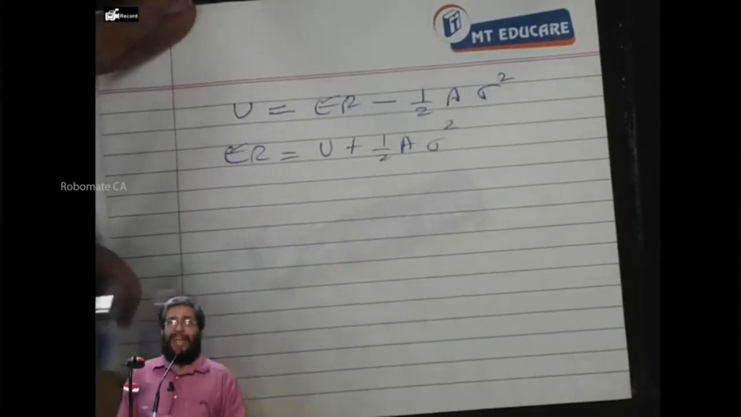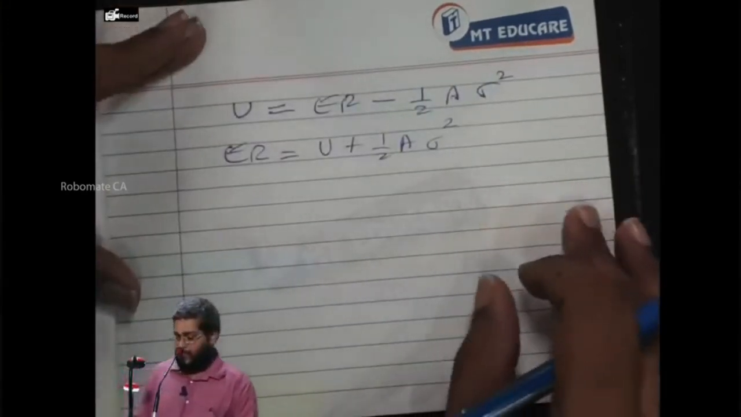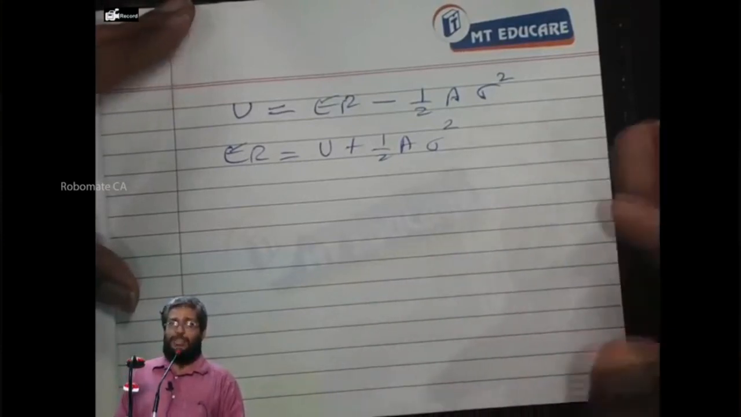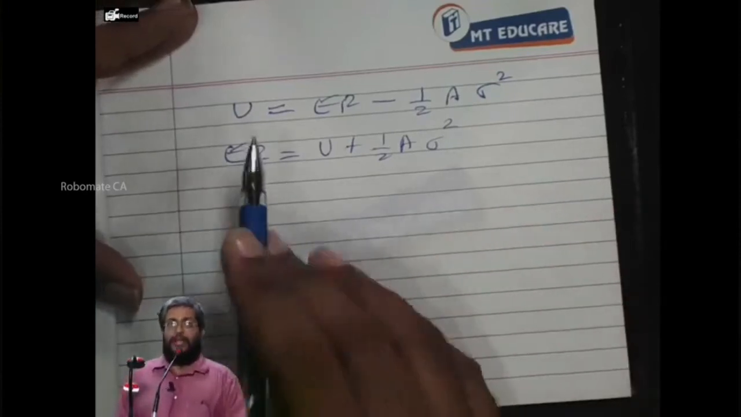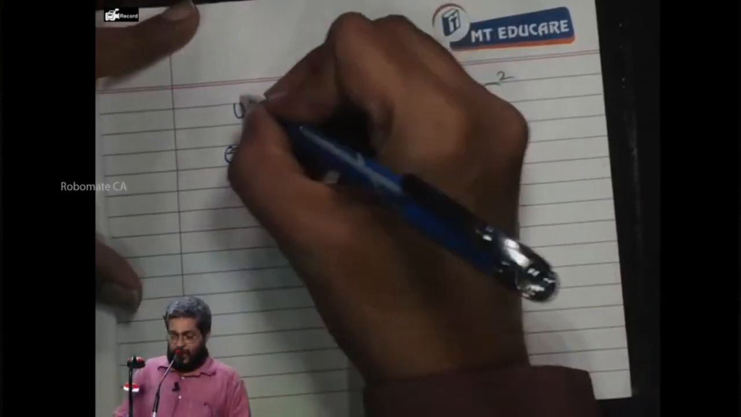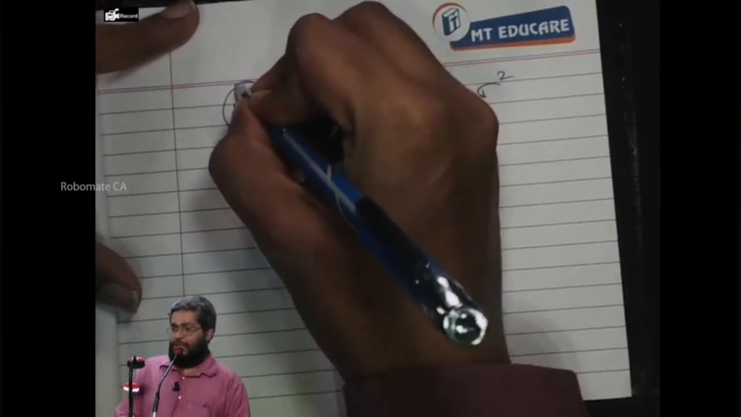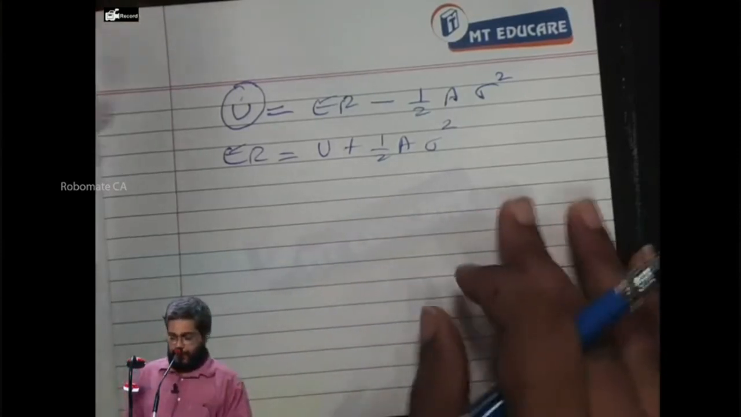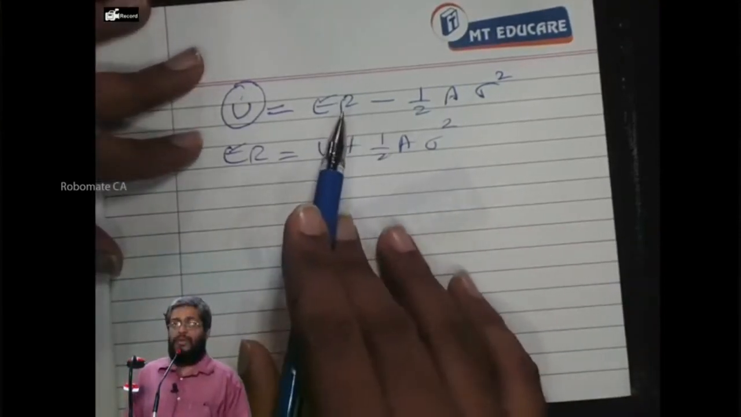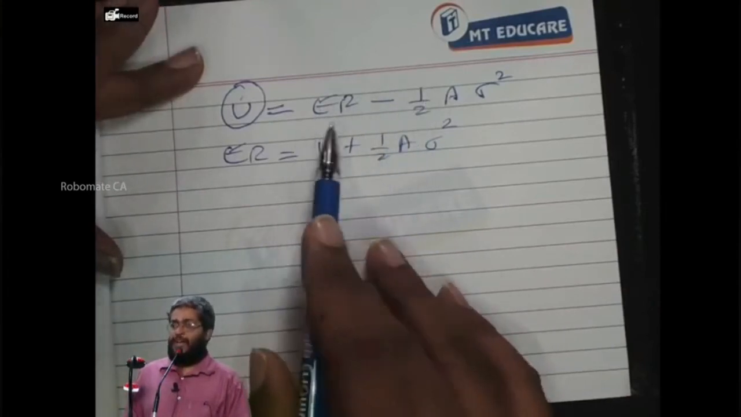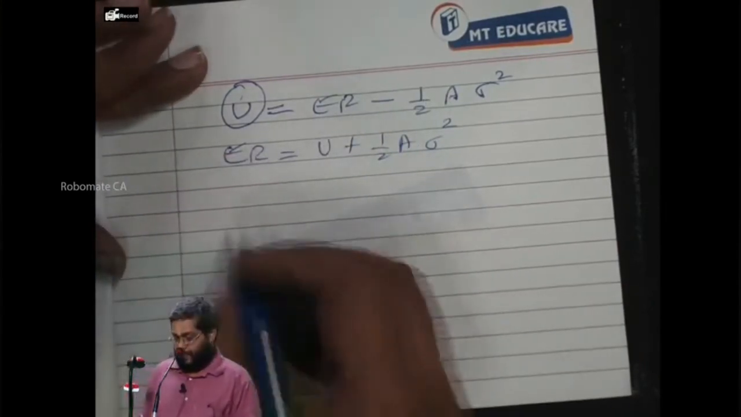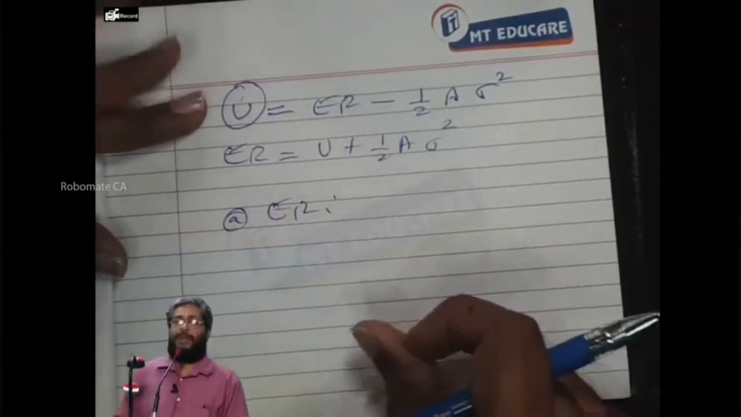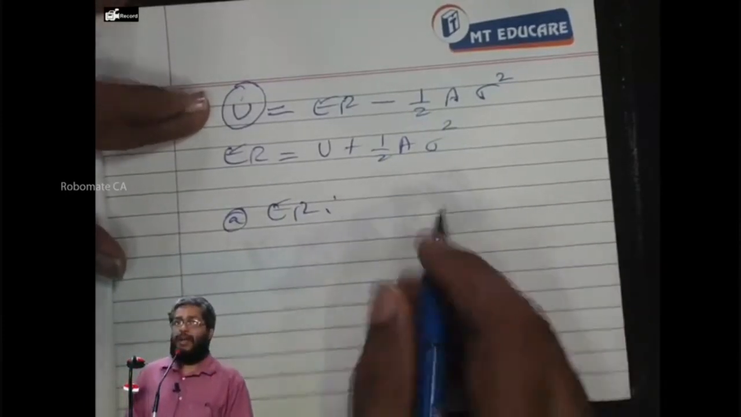So below that write: the level of happiness is influenced by the following three factors. The first factor is ER, expected return. Put a hyphen under it.